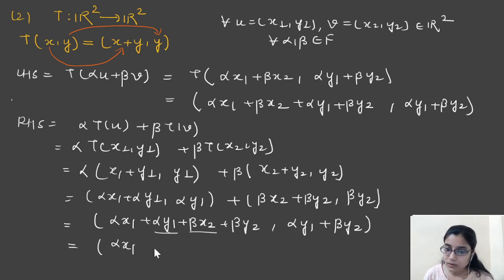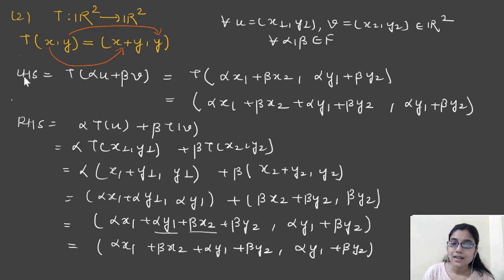So what I can write down is beta x2, then I can write down alpha y1 plus beta y2, and that is equal to alpha y1 plus beta y2. So now you see, this LHS becomes equal to the RHS, that is, for all u, v in R2 and for all alpha, beta in field F, T of alpha u plus beta v becomes equal to what? Alpha times T of u plus beta times T of v. So that is why this mapping T also becomes what? A linear transformation.